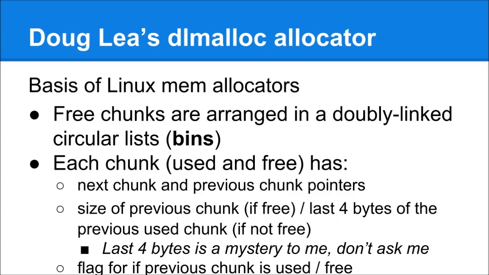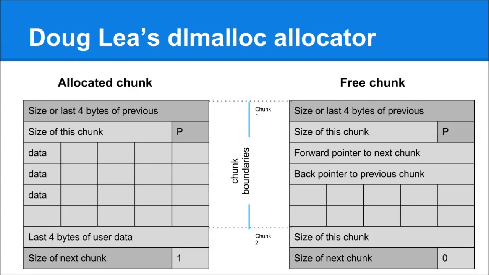And then lastly, the last thing each chunk's metadata has is a flag for whether the previous chunk is used or free. Now this flag is usually packed into another slot and is just used as 1 bit. So there's a little trick they did to get that to work. So this was what the P is.